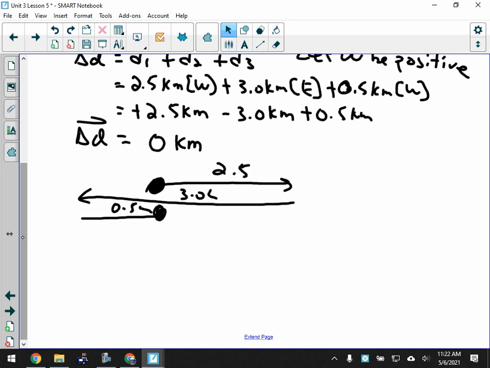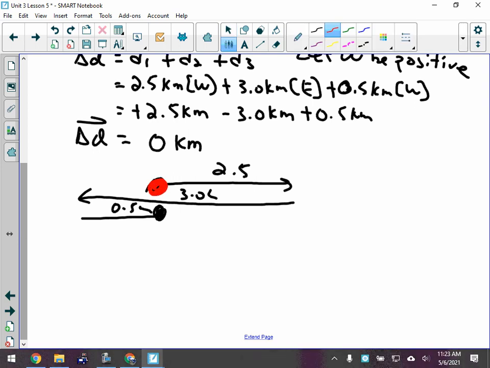So remember, distance is the amount that you've traveled. Displacement is from where you start to where you end up. It's a straight line between those two. Technically, I started at my reference point here, and I ended up here. I didn't go anywhere. So that's the difference between distance and displacement. You may end up not going anywhere. Displacement is always from where you start to where you end up.